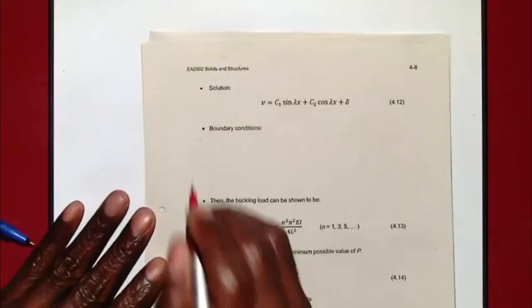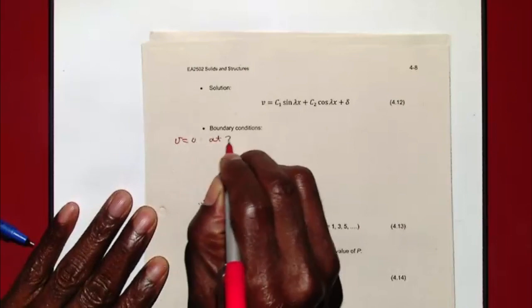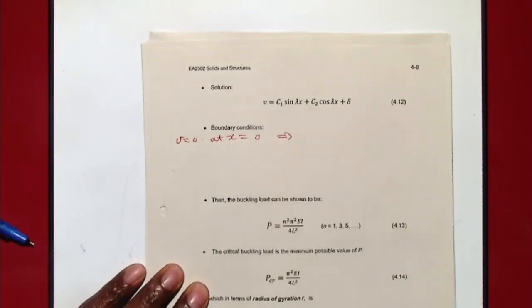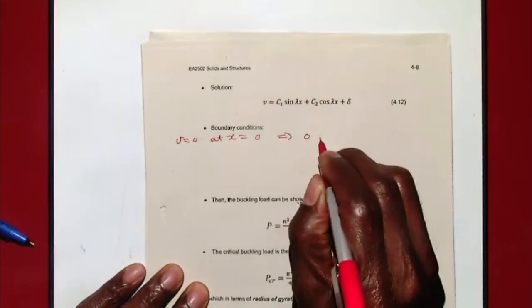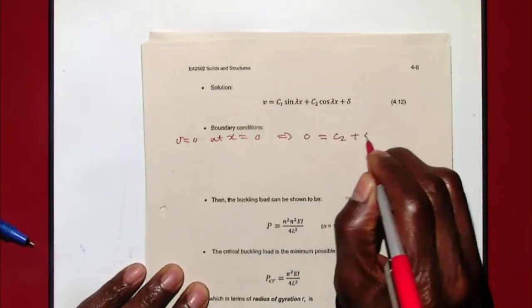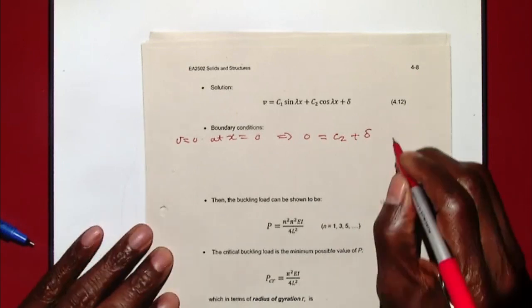Let me write that down. So I will say V equals 0 at x equals 0. If we put that into the equation at the top, we have 0 equals C2 plus delta, because the first term will be 0. That will be C2 plus delta, and therefore C2 equals minus delta.